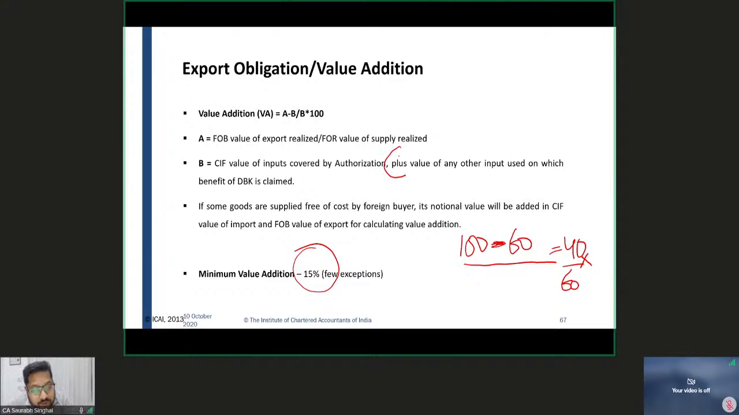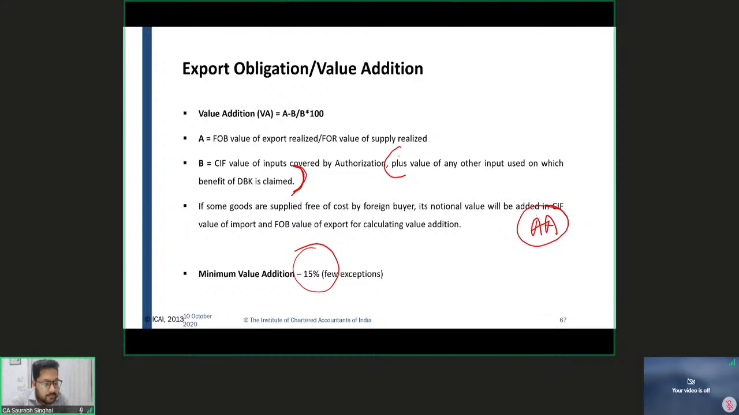And then they say plus any value of inputs on which drawback is claimed. Now this is what is to be understood. I told you in the beginning that these are mutually exclusive. Somebody who is availing advance authorization cannot avail duty drawback. But that statement was not perfectly correct. The thing is that if you are availing advance authorization scheme, you can't avail duty drawback. Why? Because if you are availing advance authorization on the inputs, you are not paying duty at all. So therefore, there is no question of a duty drawback, because duty drawback is a neutralization of the duties paid on inputs. But advance authorization is based on SION norms, standard input output norms.